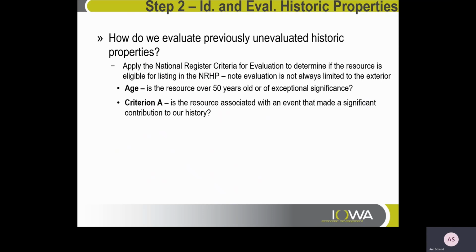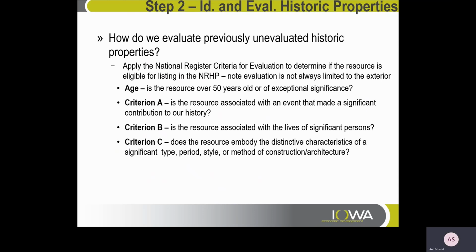They may be, criteria A, resources associated with an event that made a significant contribution to our history. Oftentimes we think of a singular event like a parade or a tragic event, a fire, but events can also be associated with the development of a community, the founding of a town, things that changed the built environment as that event occurred, either in short time or longer. Criteria B are resources associated with the lives of significant persons.